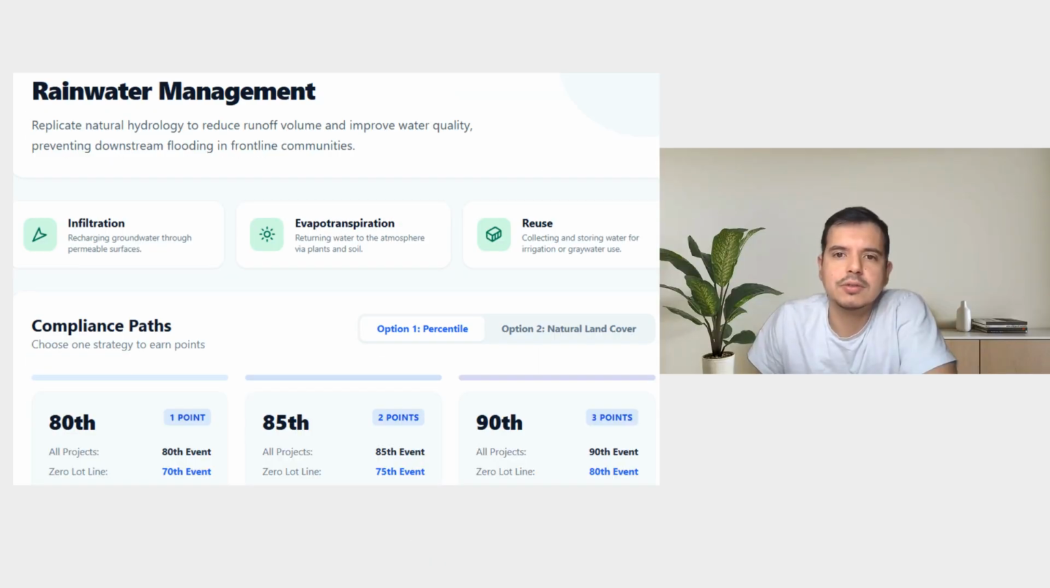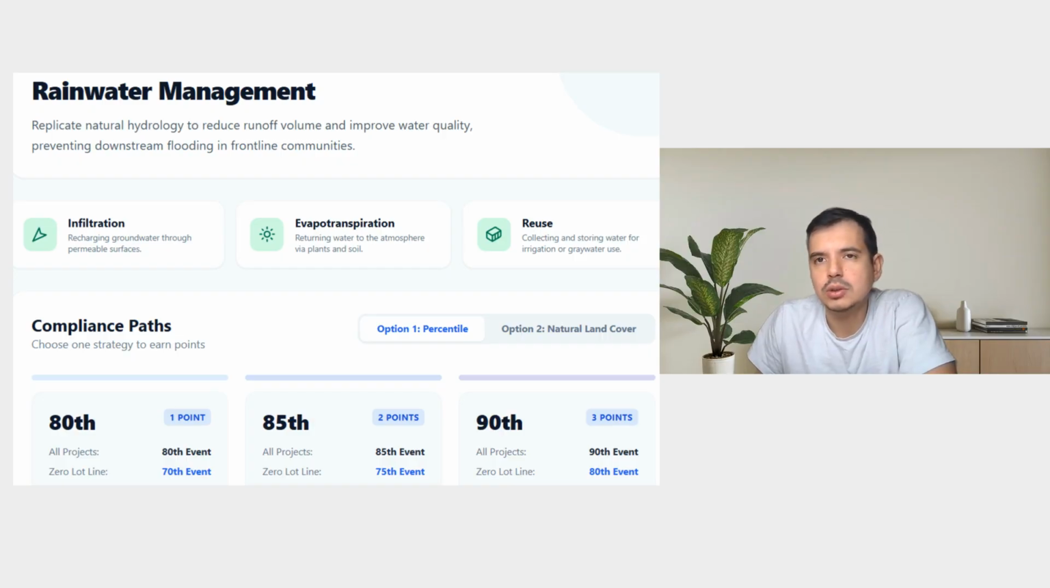All right, so let's go for the explanation for this credit, rainwater management. You can get up to 3 points for this one. So, what are we trying to pursue here? We are trying to replicate natural hydrology to reduce runoff volume and improve water quality.